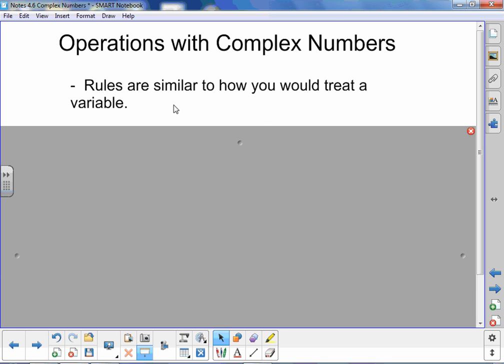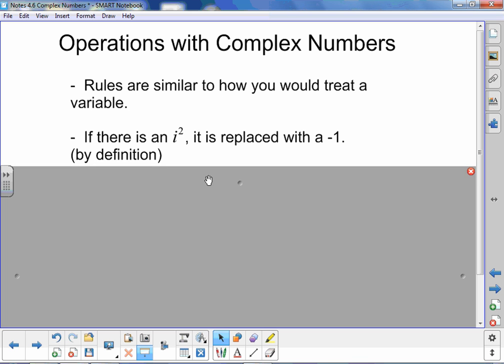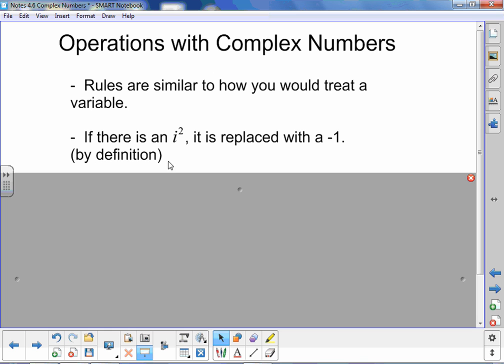So you already know all the rules for working with complex numbers, as long as you know how the rules work with variables. Now, one major difference is if you see an i squared, it should be replaced with a -1, and that's because of the definition of what i is.